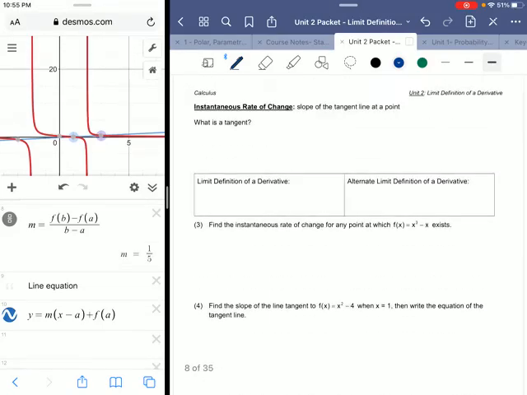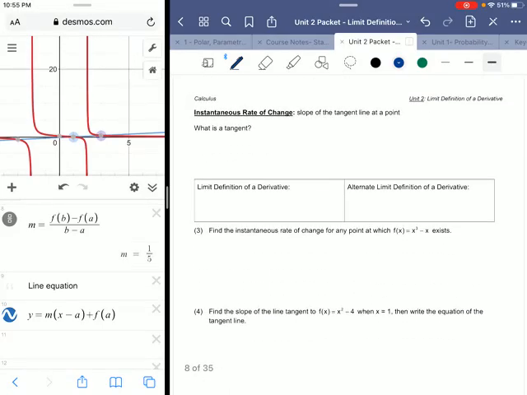So on page 6, we're talking about instantaneous rate of change, and here we're building off a bit of the work that we did on the previous page. We're talking about what a tangent is. Through the secant activity and what we talked about on the previous page, we got the idea that if you have two distinct points on a curve, there's a line segment connecting those two distinct points.